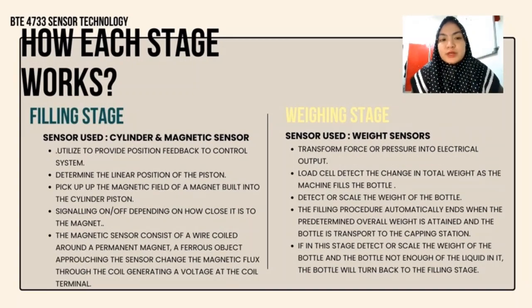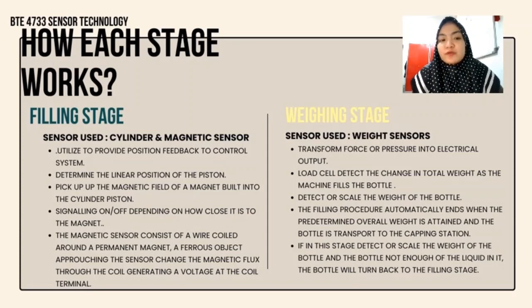Next, we will move to the filling stage. At this stage, the sensors that are used are the cylinder and magnetic sensor. The sensors are used to provide position feedback to control the system. It determines the linear position of the piston, and the function of the sensor is signaling on or off depending on how close it is to the magnet.